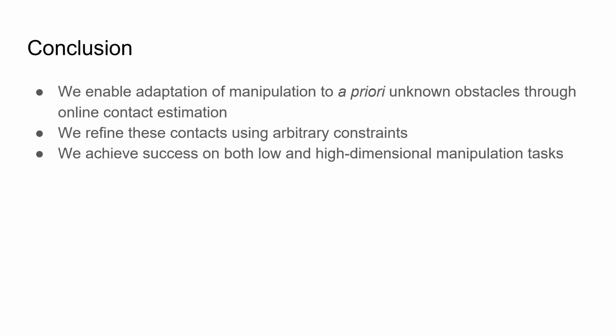To conclude, we showed that our method enables adaptation of manipulation to partially observable environments with a priori unknown obstacles through online contact estimation. By refining these contacts using arbitrary constraints, we can improve the quality of the learnt model and improve task performance. This enables us to succeed on both low-dimensional tasks, like the peg and hole tasks, and high-dimensional tasks, like deformable object manipulation.